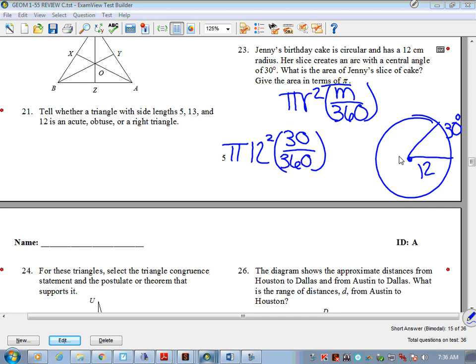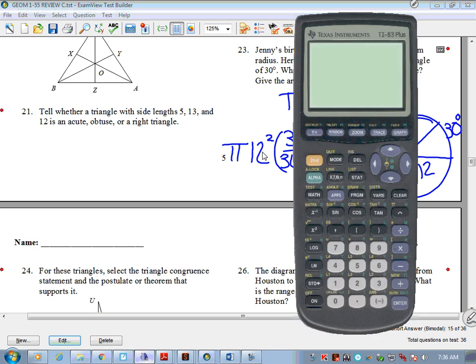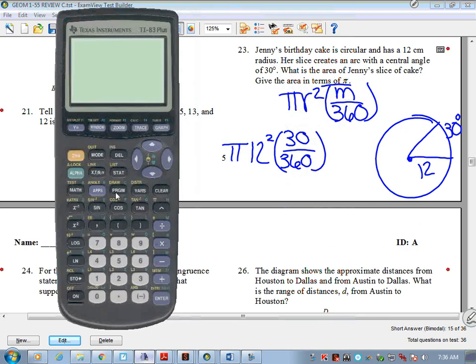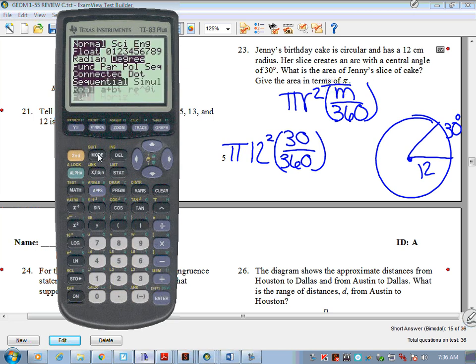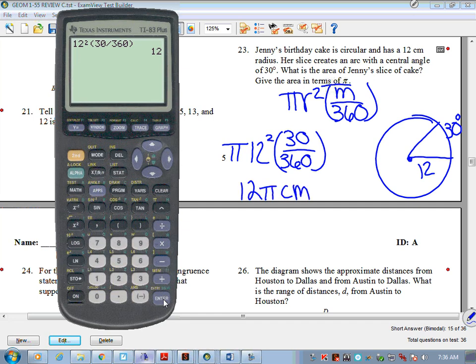And so rather than calculating pi, we're going to leave pi out. So we're going to use 12 squared times 30 divided by 360, and it's always a smart move to check your mode and make sure it's in degrees before you get the wrong answer. And so I end up with 12 pi centimeters squared. Because we want to solve our answer in terms of pi, we want pi as part of my answer, 12 pi centimeters squared.